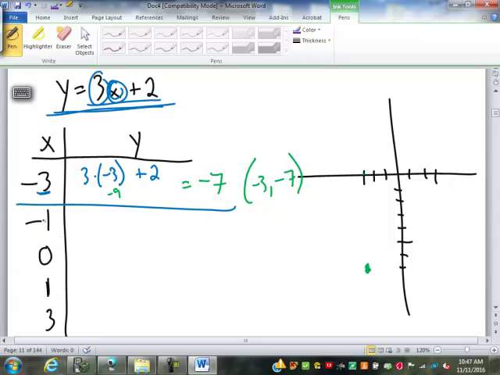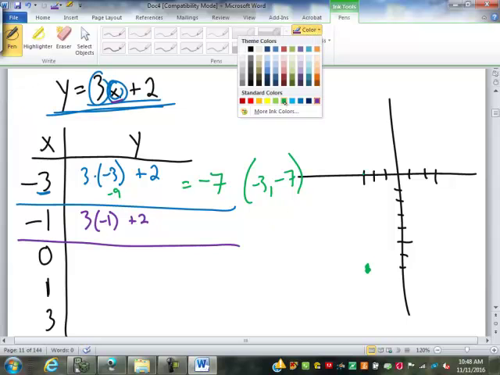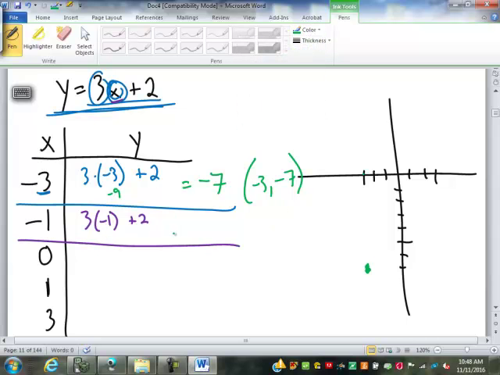So then the next value I chose for x was -1. So now we have to figure out what y has to be if x is -1. So I replace x in my equation with -1. So 3 times -1 plus 2. 3 times -1 is -3. Plus 2 is -1. So when x is -1, y is also -1. So x is -1, y is -1, gives me a point right there.